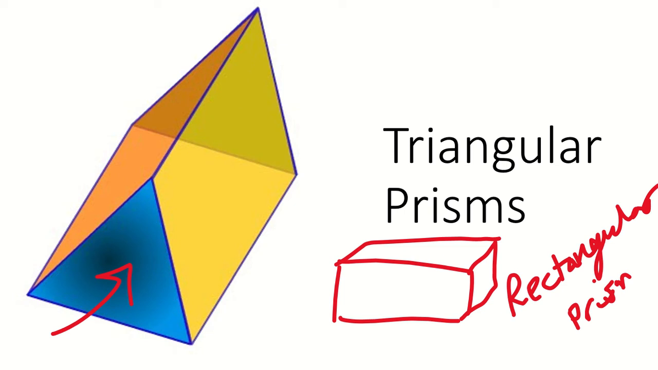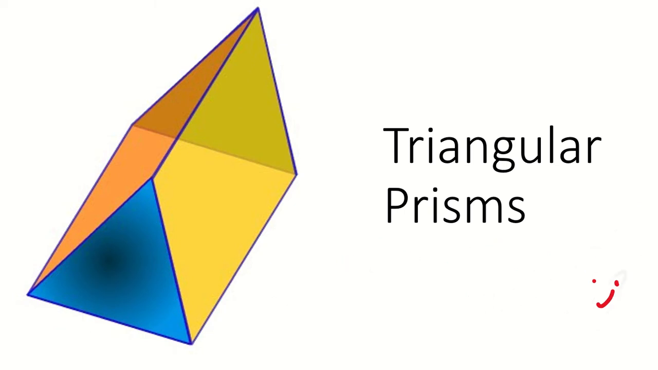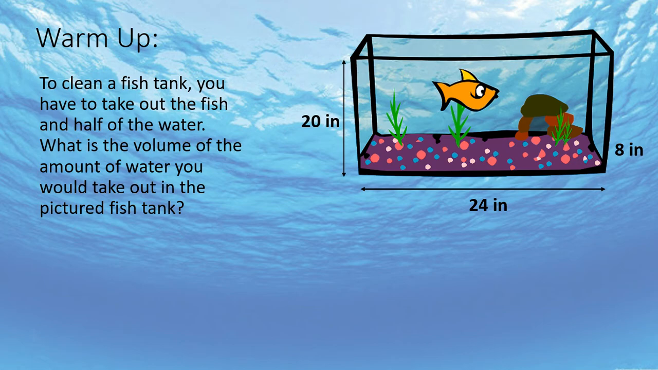Today you're going to learn about finding the volume of a triangular prism. Yesterday we did volume of rectangular. So new shape and a slightly different formula that goes with it. Let's do the warm-up first, a review of yesterday. It says, to clean a fish tank, you have to take out the fish and half the water. That's interesting. I don't know if that's true or not, but okay. What is the volume of the amount of water you would take out in the pictured fish tank?